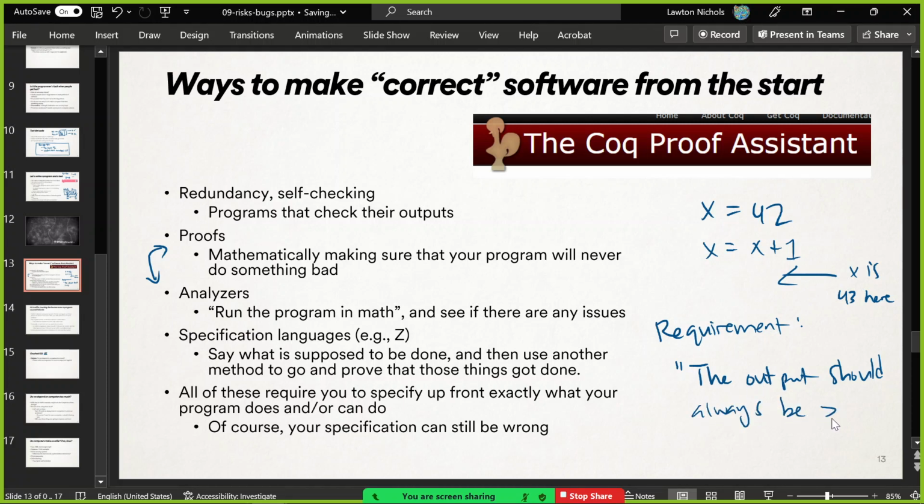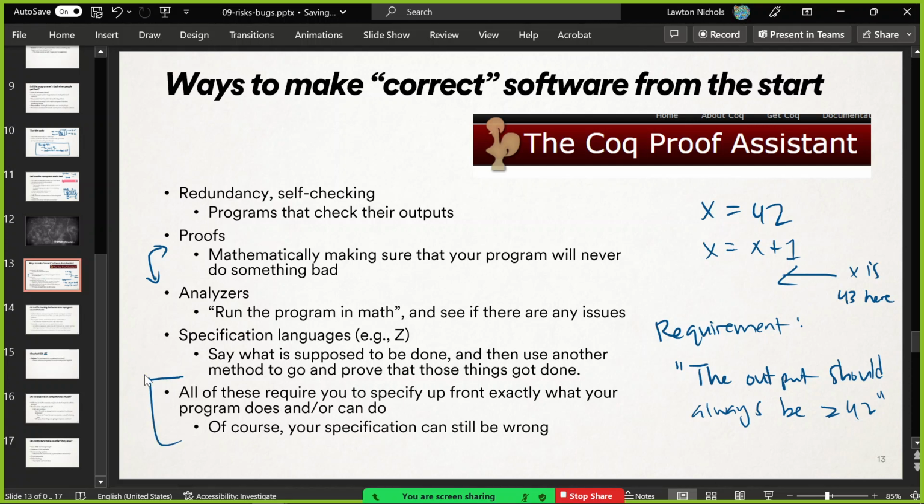That is a valid requirement that you might want your program to have. And now you could go off, send it, prove that that's going to be true, send it off to an analyzer that will show that it's true, write this in a specification, have it automatically shown. All of these ideas work, okay?